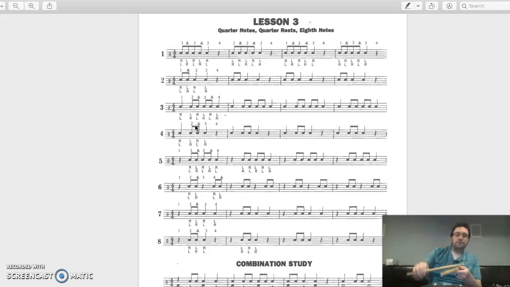1, 2, and 3, and 4. Again, and go. 1, and 2, and 3, and 4, and one more time. 1, and 2, and 3, and 4, and... Okay, so there's a big space during this rest, so we need to make sure that we keep that whole thing empty. It's a long time before we play our next beat.